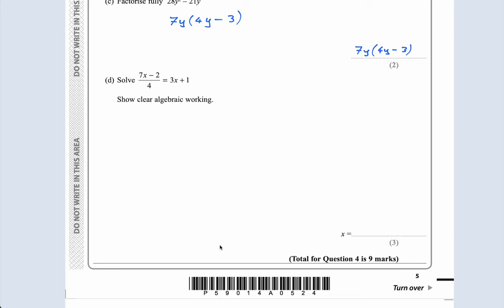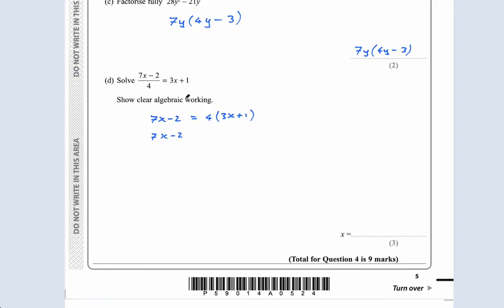Part D. Solve this, show clear algebraic working. So I'm going to say 7x minus 2, because guys, there are calculators, including mine, that can just solve this straight away, but when they say show clear algebraic working, they want you to work it out properly. So I'm going to multiply across by 4. So I'm multiplying this side by 4 like that. Then I'm going to multiply out the bracket.